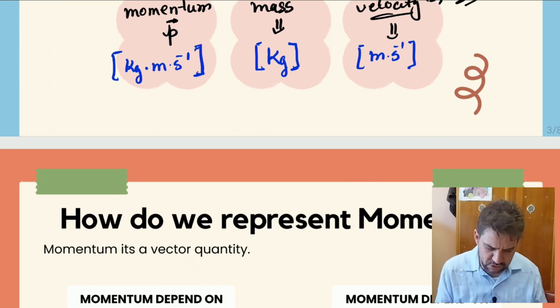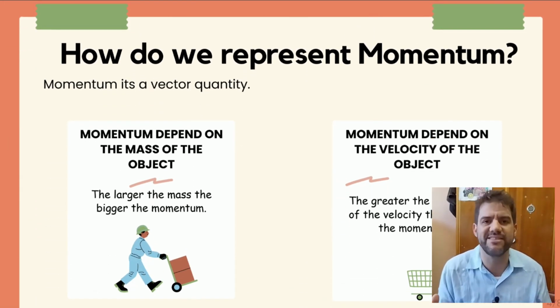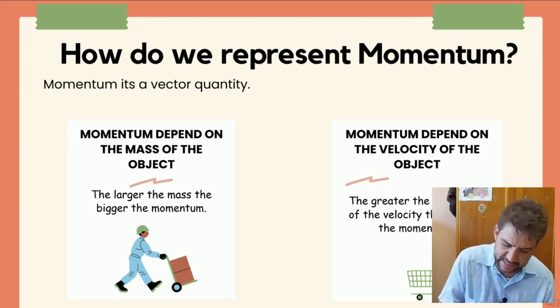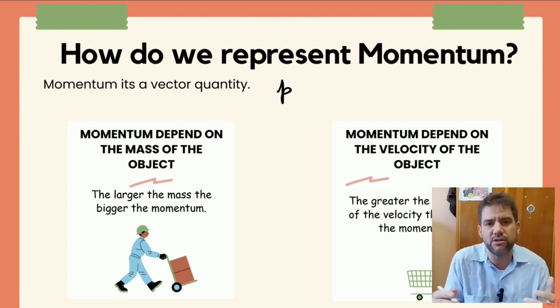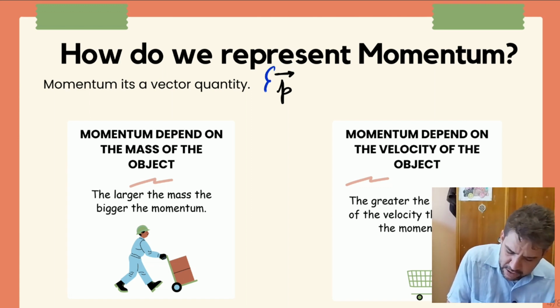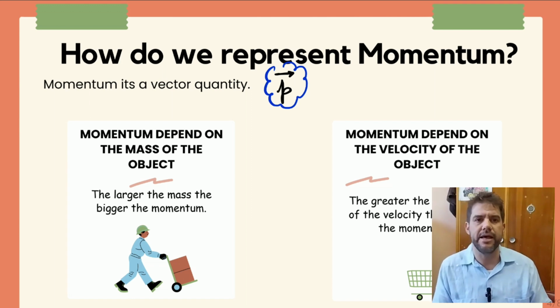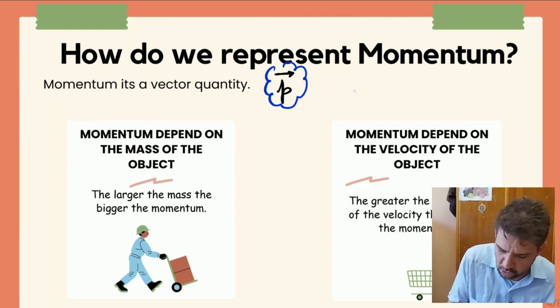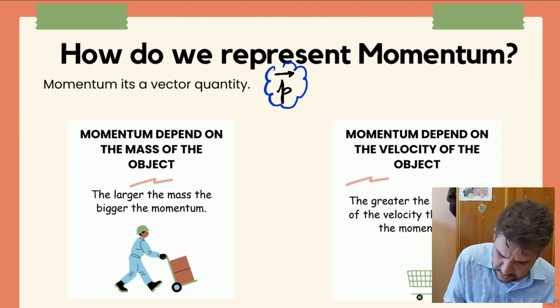So now let's see how we represent a vector. First of all, it's a vector quantity, as we just mentioned. Therefore, the correct way of doing it is P, which is the symbol for momentum, with a small arrow on top. That should be the correct way of representing momentum. However, at the moment, you are not going to be penalized for that symbol. But because it's a vector, we also need to draw vectors. And let me just maybe make a vector here.